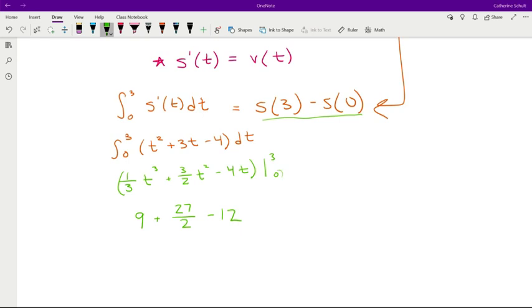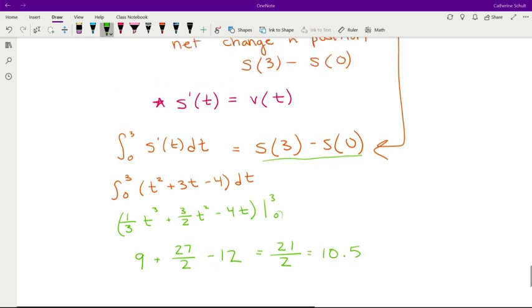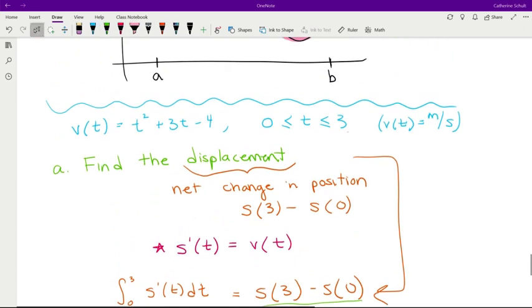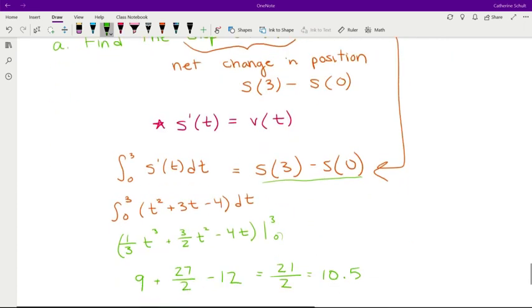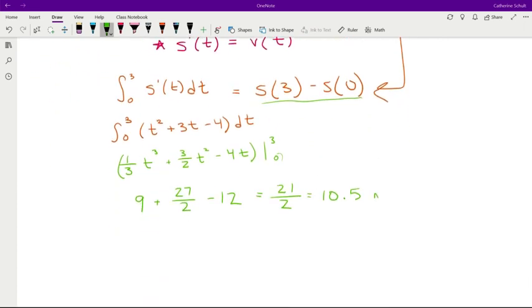Okay, so this is what we're looking at. We can simplify this, multiplying your fractions top and bottom by 2 to get that common denominator. So we get something like 21 over 2, which is 10.5. And then what are the units? What's the displacement now? It's meters. So we're looking at 10.5 meters. Okay, so there you go.